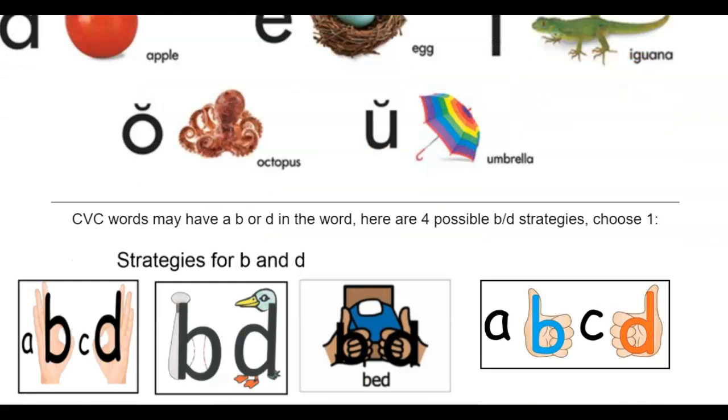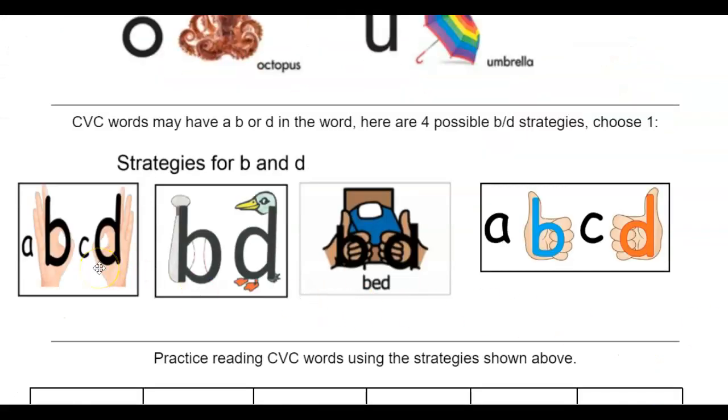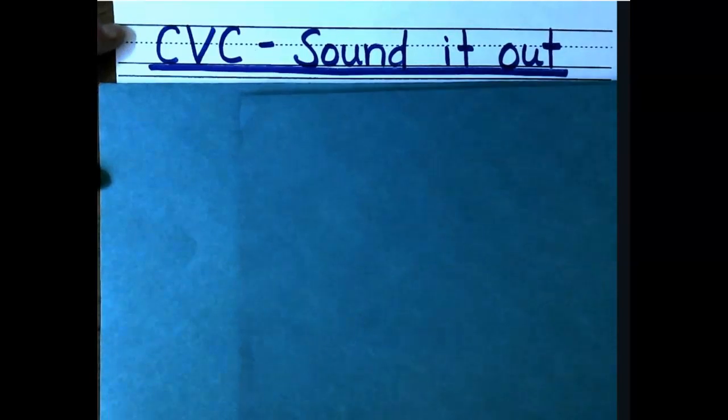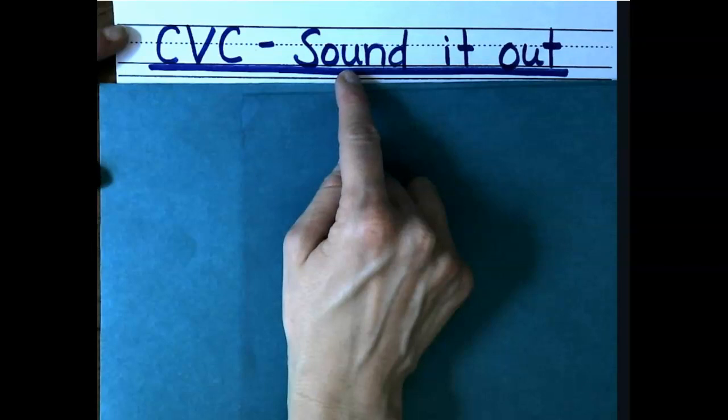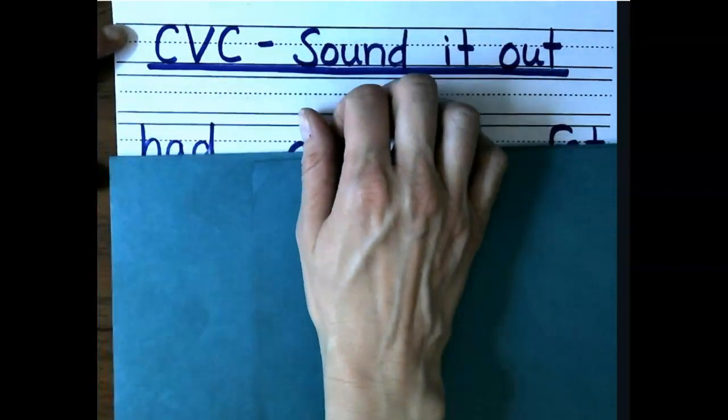Often in CVC words we come to B's or D's. Remember your strategies for B or D. You can use any of these strategies here. Remember to use them today when you get to a B or a D and you're stuck. With CVC words, we can sound them out. So let's sound out some of the CVC words we're going to see today in our story.